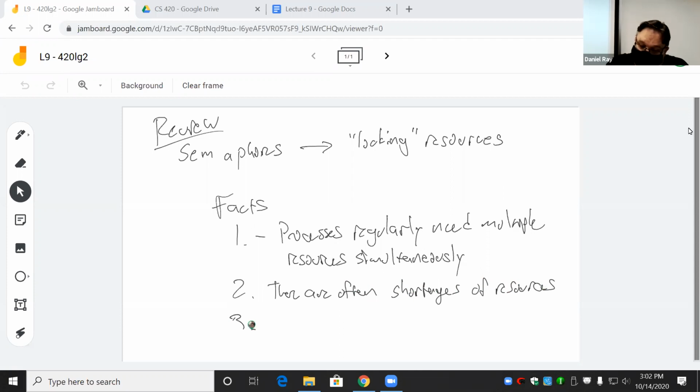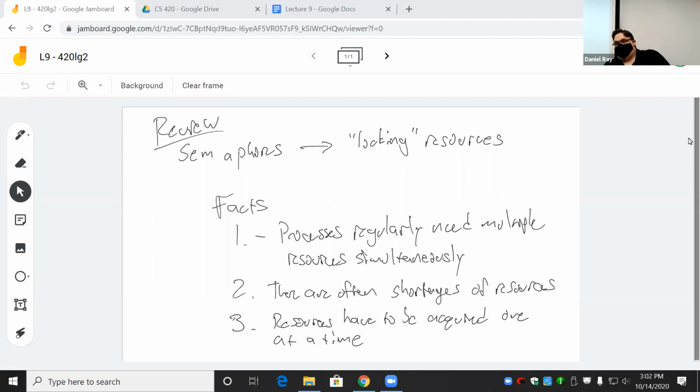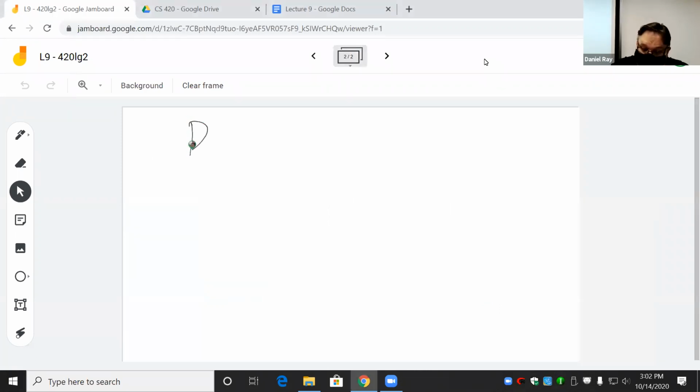Fact number three, resources have to be acquired one at a time. Because the act of acquiring a resource is an operation, and if you're going to execute that operation, it means that you need to be the running process. So with these three facts in mind, that opens up the possibility of today's new topic, which is deadlocks.